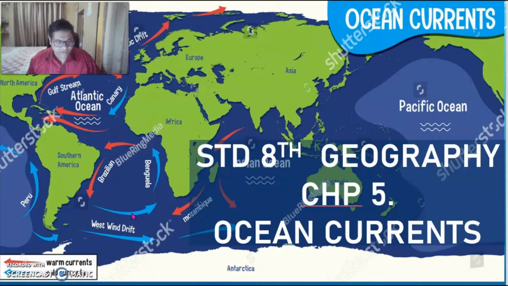Now, there are two types of currents. They are called warm currents and cold currents. There are warm currents which are in red, and the cold currents are in blue. Why is that? Do you know anything about it, students? There are two types of currents: warm currents and cold currents. First, let us look at it in an activity.